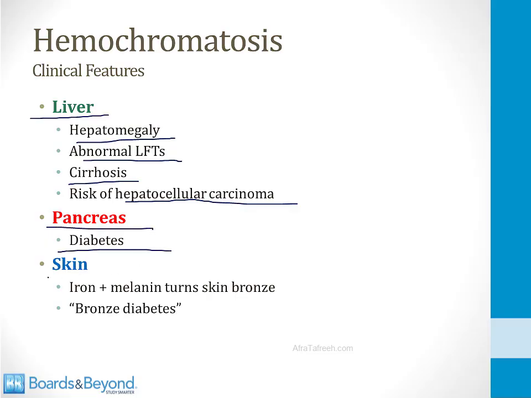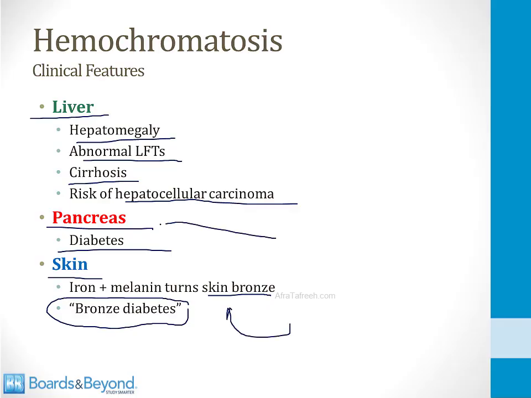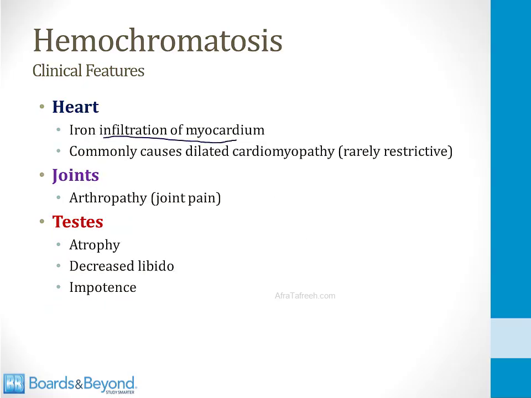It can also deposit in the skin. Iron plus melanin turns the skin bronze, and years ago when there was no treatment for hemochromatosis, it was called bronze diabetes because these patients would be left untreated, their skin would turn bronze, and they would develop diabetes from involvement of the pancreas. Iron can infiltrate the myocardium in the heart.